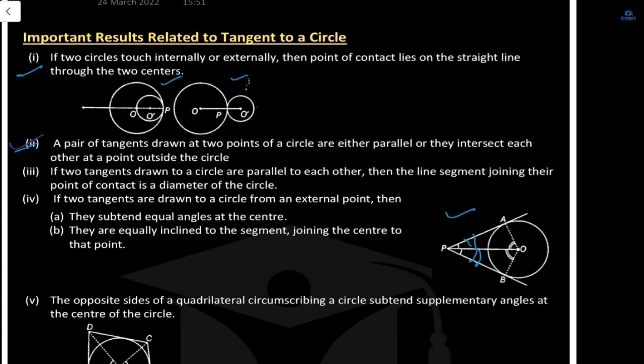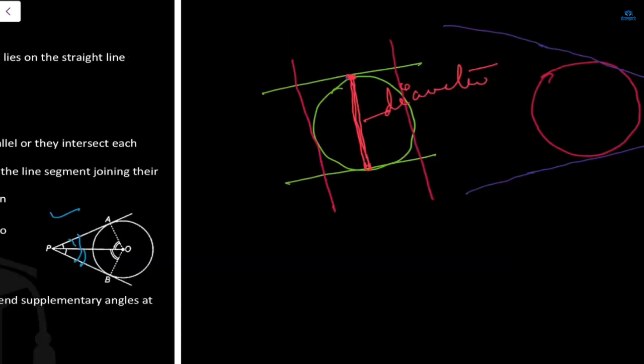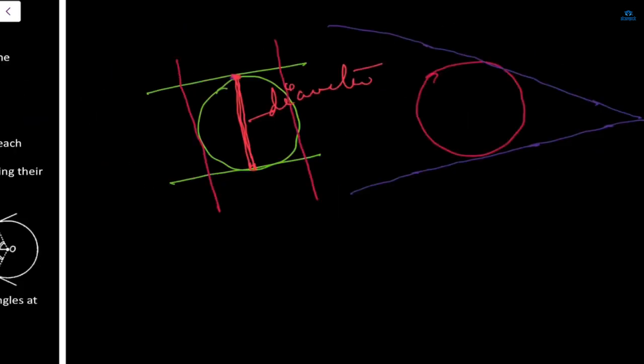The second point tells you that if you are drawing a pair of tangents to a circle, then either they will be parallel or they will intersect each other outside the circle. Either the pair of tangents will be parallel, or if they are drawn at some angle, they are going to join somewhere.